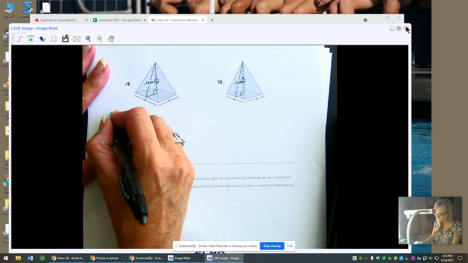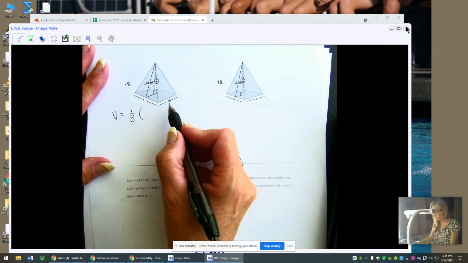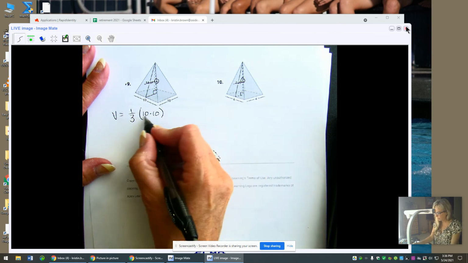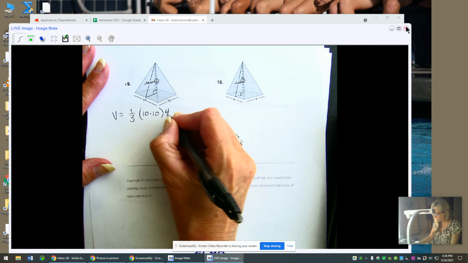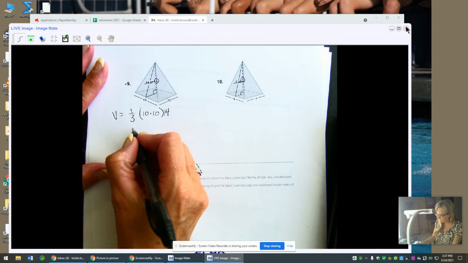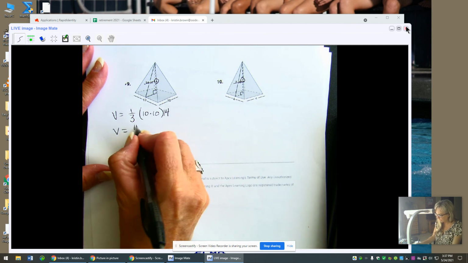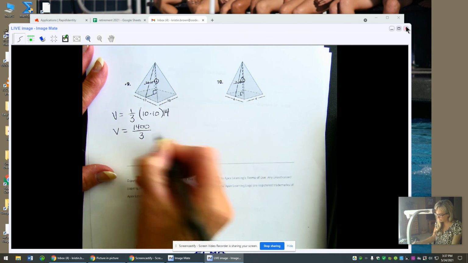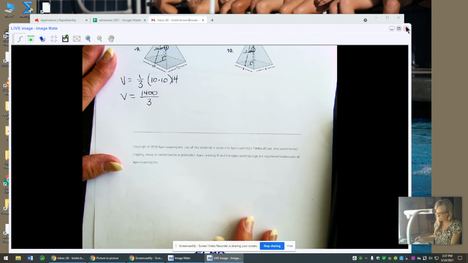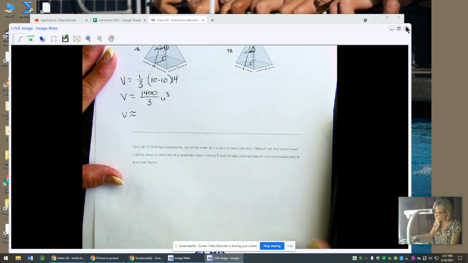Don't be fooled. They're trying to trick us. Don't let it happen. Volume is 1/3, the base area. Well, this time the base is a square, and it's a 10 by 10 square. So 10 times 10, 1/3 base area times the height, which is 14. So 100 times 14 is, I was looking for a pi. It's not a circle. There's no pi. So we get 1400 divided by 3. It's going to come out a long decimal. So we have to calculate. We'll say units cubed. Put it in the calculator to get the estimate.